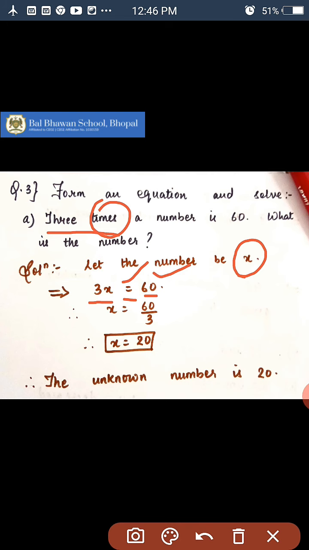Now, 3x is actually 3 into x. And if you want to find out the value of x, you need to transpose this 3 on the other side. And when it is transferred to the other side, it will go in division. As we all know that multiplication changes to division. And then 60, when you divide it with 3, you get 20 as the answer. So therefore, the unknown number is 20.